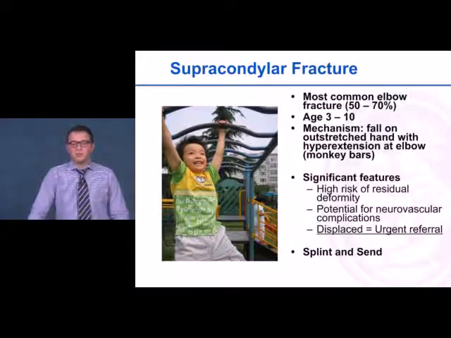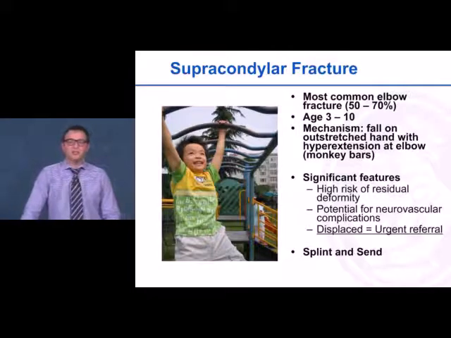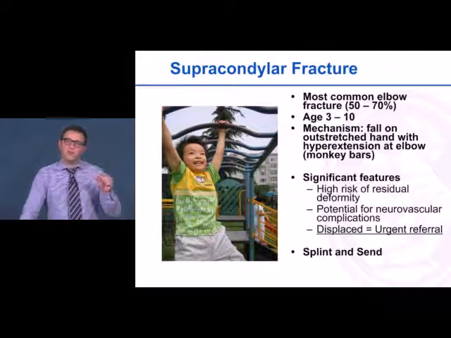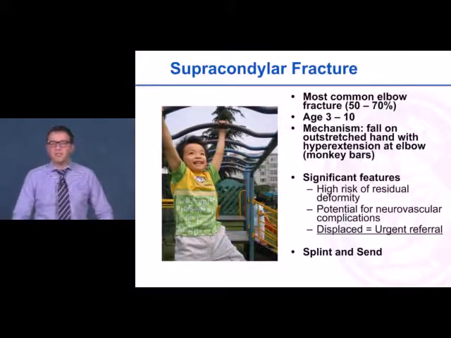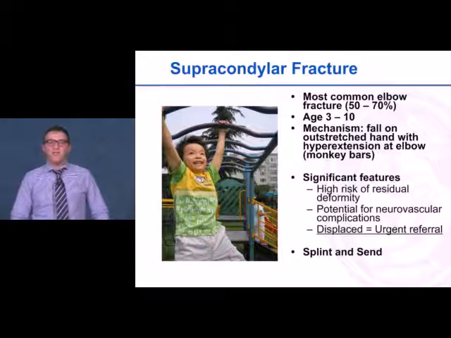Supracondylar fractures are the most common fracture around the elbow in children. The common age that it occurs is between 3 and 10, and the mechanism is usually related to pretending to be a monkey on the monkey bars. And the children fall off the monkey bars, they put their arm out behind them, and they hyperextend their elbow. And if you can remember back to the x-ray where we showed you on the lateral view, the supracondylar area is a thin piece of bone and it's the weakest area. And that's where the force is focused to, and that's where the fracture occurs.